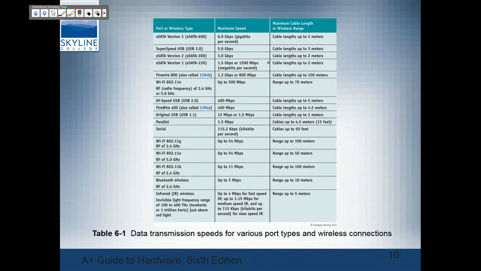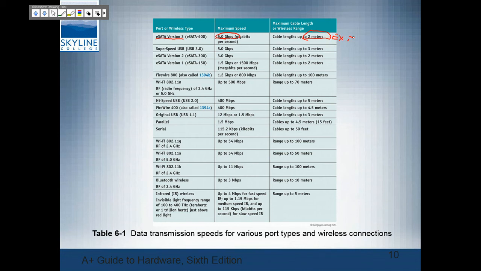This is a table that's in the book, How Fast Are Things? We were talking about some of the drive stuff earlier. eSATA, which is external SATA, 6 gigabits per second. Cable length 2 meters, which means we're going to have an external cable, which kind of makes sense. That's what the E is for in eSATA, external. We're going to have a cable outside the system.